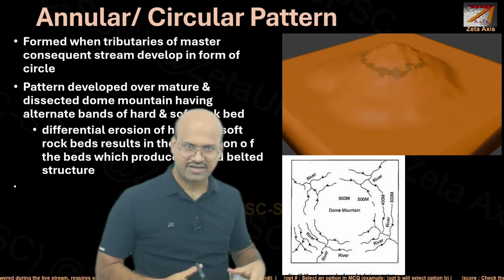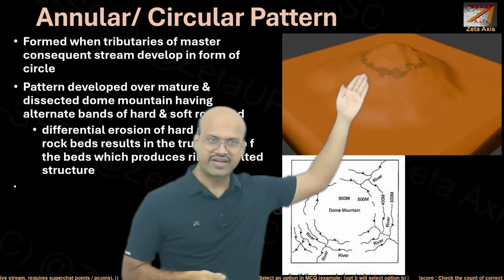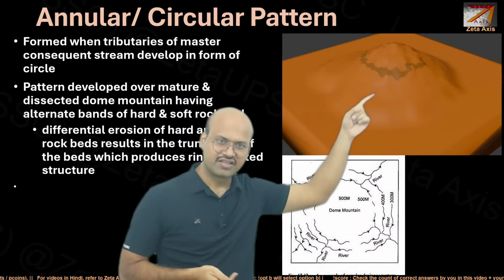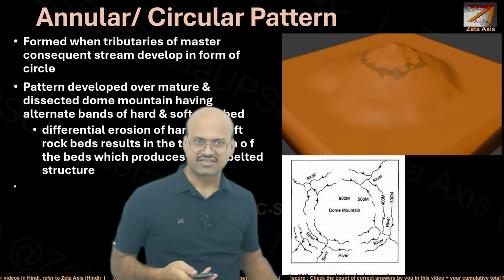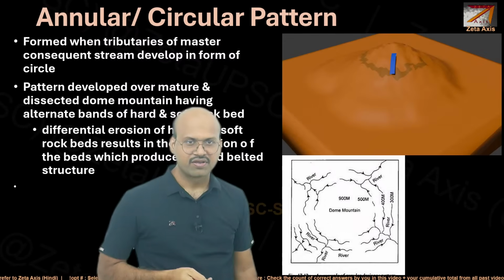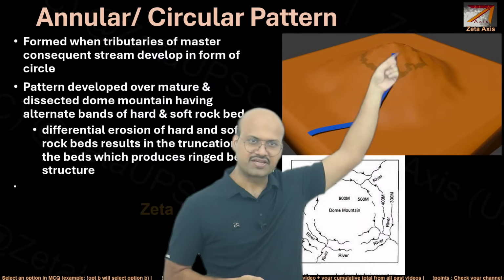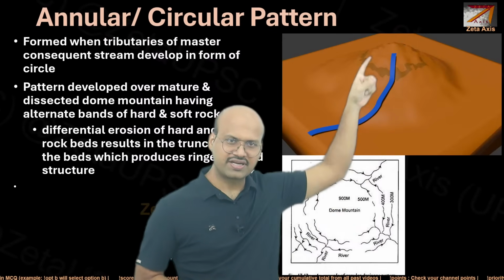So let's understand. We have seen the radial pattern. In the radial pattern there were river streams which originated from the central highland and flowed in all directions, they diverged. But here in this mountain we can see this is our one stream. There will be similar streams in all directions, but here you can see that there are two types of rock.